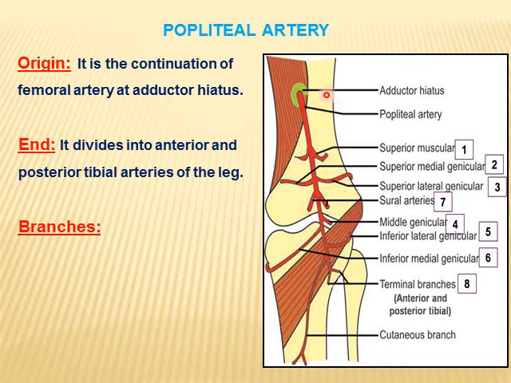Along its course, it gives the following branches: superior muscular branches, genicular branches, which are superior medial genicular, superior lateral genicular, middle genicular, inferior lateral genicular, and inferior medial genicular. Also, it gives rise to sural branches, and finally 2 terminal branches, anterior and posterior tibial arteries.